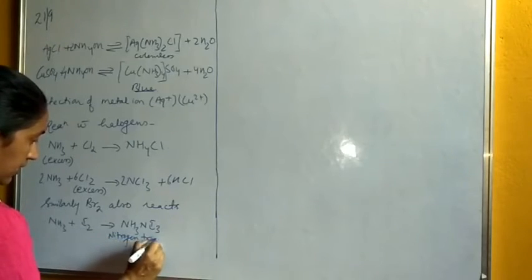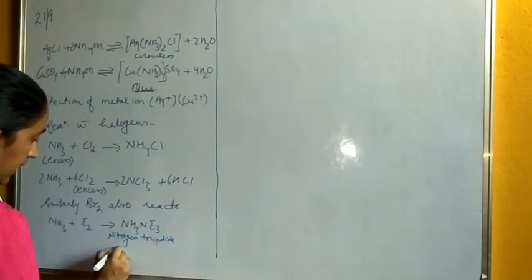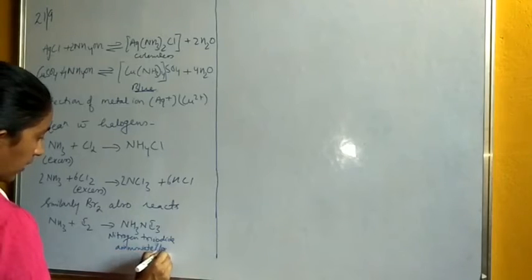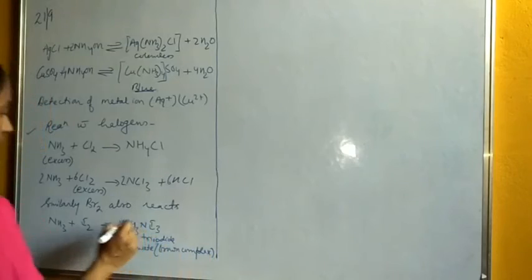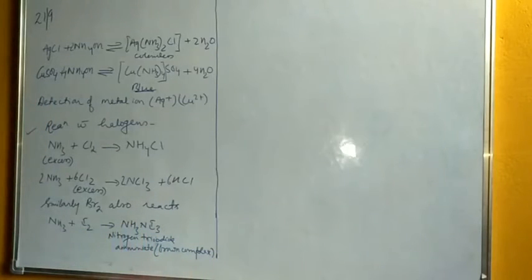Nitrogen triiodide ammoniate, which is a brown complex which has been formed. When this complex is rubbed, a large amount of heat is produced, right? And it is a highly exothermic reaction.